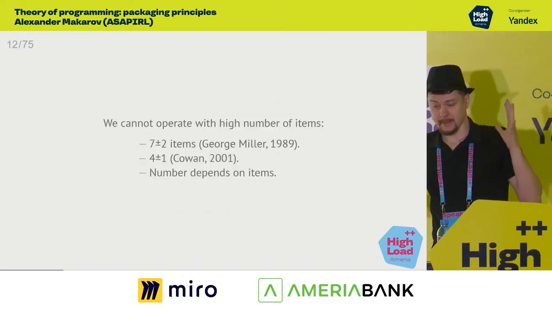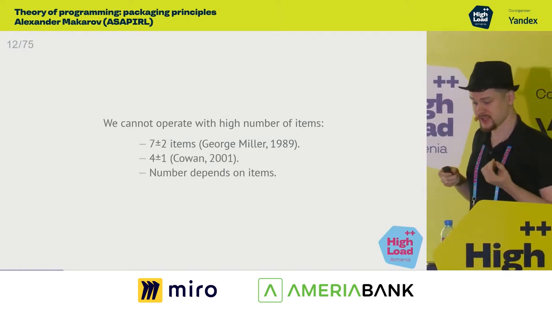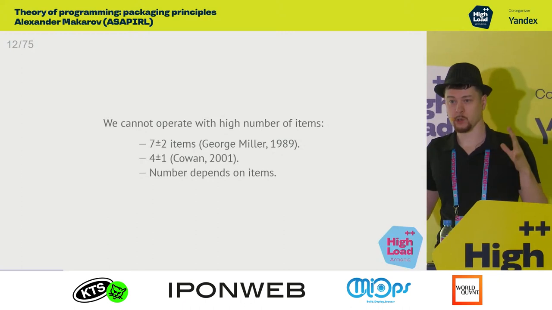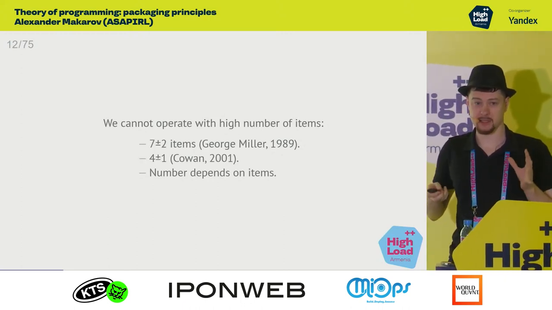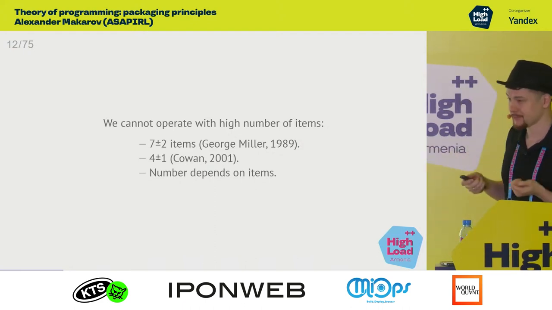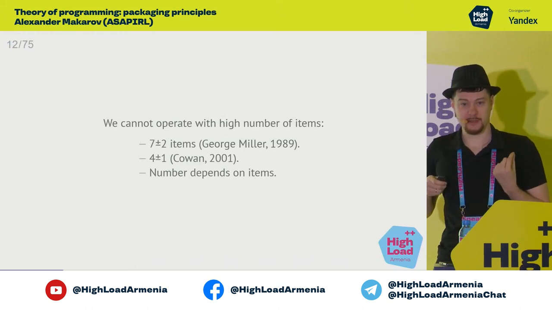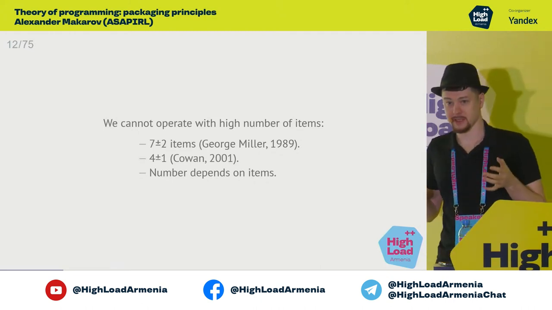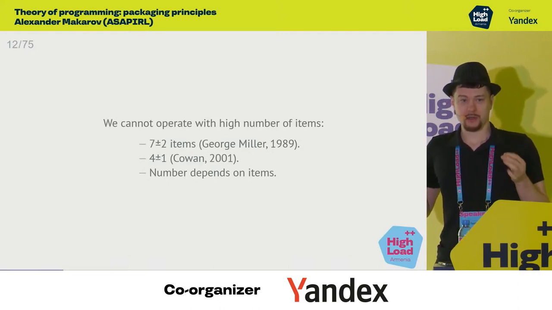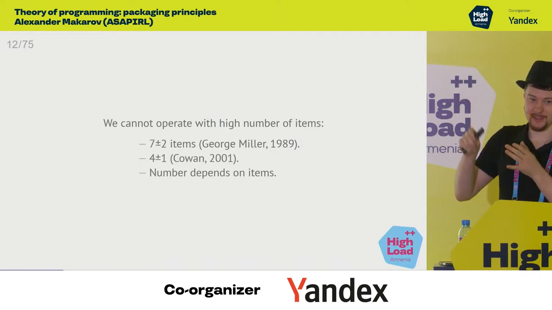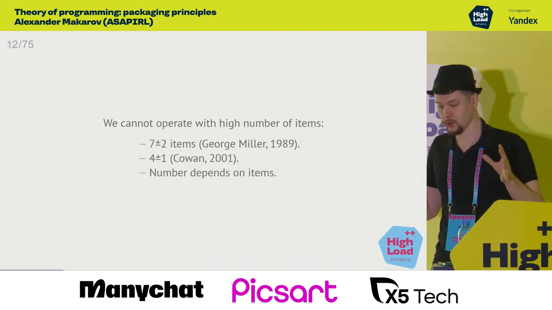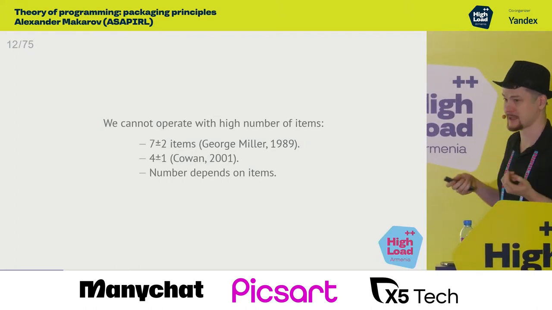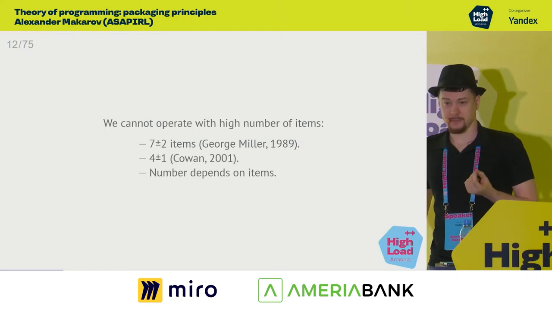So there was research, and this research displayed that in 1989 we can hold in our short-term memory about 7 ± 2 items. That's not much, but whatever. And in 2001, it was updated and drastically reduced, either because the research was better or something like that, to 4 ± 1 items. We're good with abstractions, so I assume we can do this +1, so that's like 5 items. That's what we can hold in our brains easily. Afterwards, it becomes harder and harder, and the cognitive complexity increases. So the number actually depends on the items.